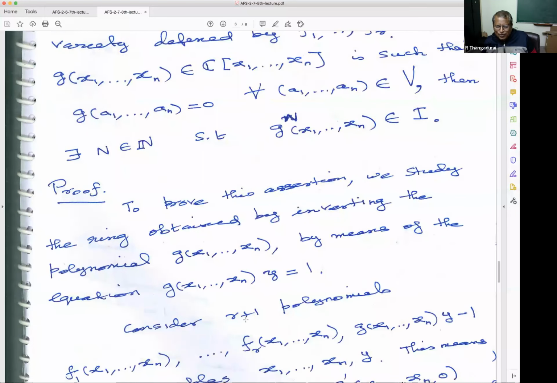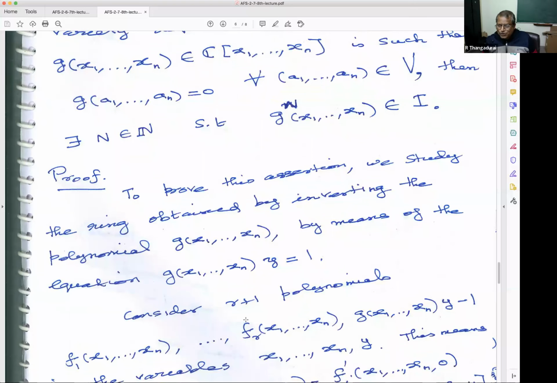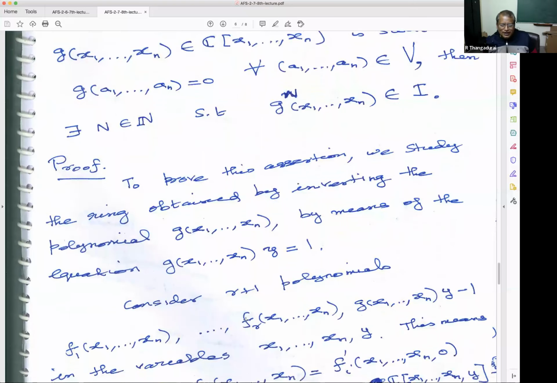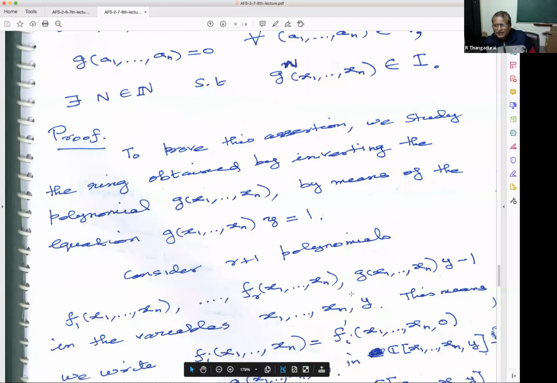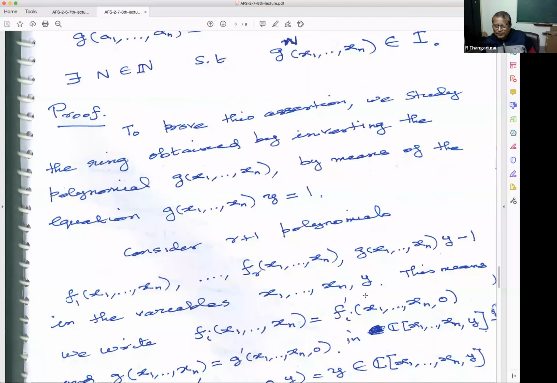What we are going to do is look at r plus 1 polynomials, including this polynomial, but in n plus 1 variables, because an n-variable polynomial is also inside the n plus 1 variable polynomials, treating x_(n+1), that is nothing but y, as if y is existing in the f_i as well. We are going to look at r plus 1 polynomials in n plus 1 variables, where the variables are x1, x2, ..., xn and y.